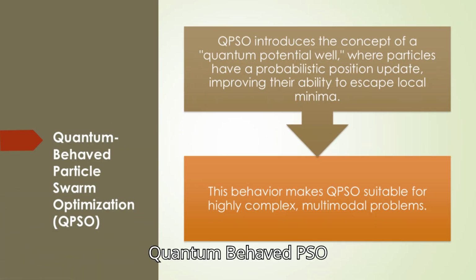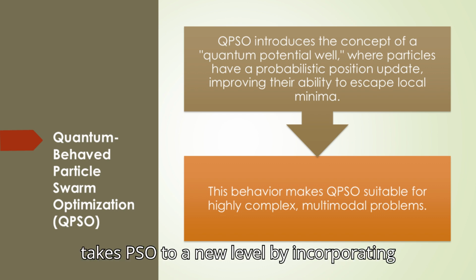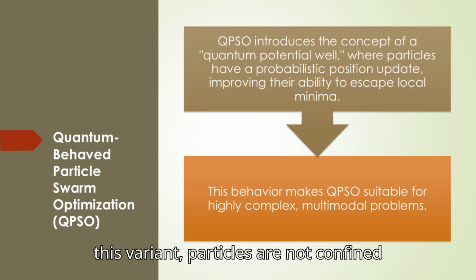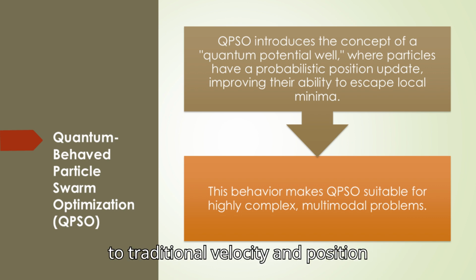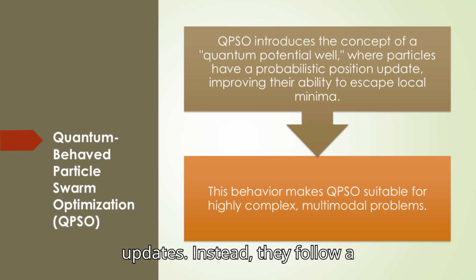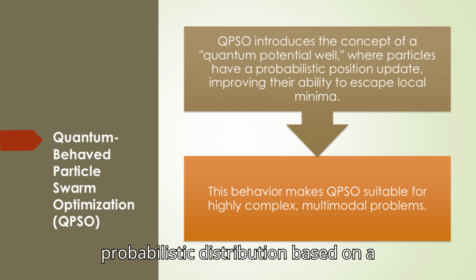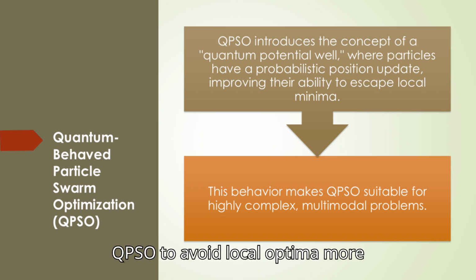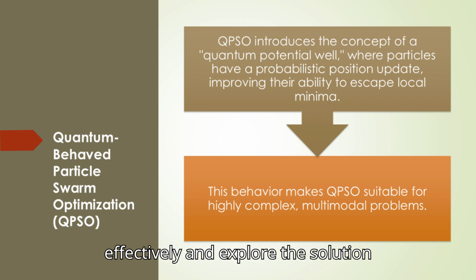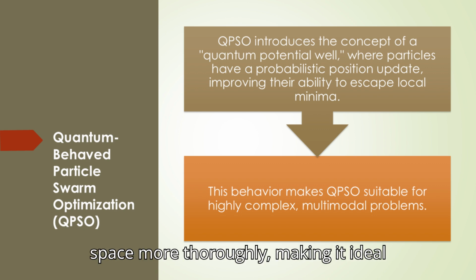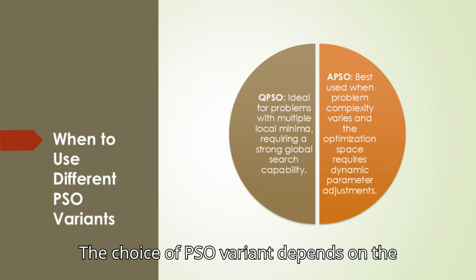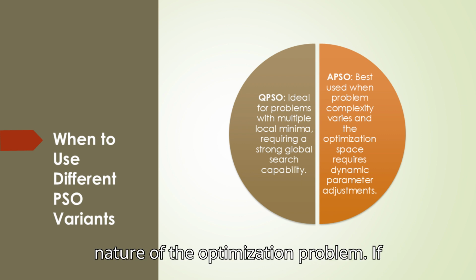Quantum-behaved PSO, QPSO, takes PSO to a new level by incorporating principles from quantum mechanics. In this variant, particles are not confined to traditional velocity and position updates. Instead, they follow a probabilistic distribution based on a quantum potential well. This allows QPSO to avoid local optima more effectively and explore the solution space more thoroughly, making it ideal for complex, multidimensional problems.